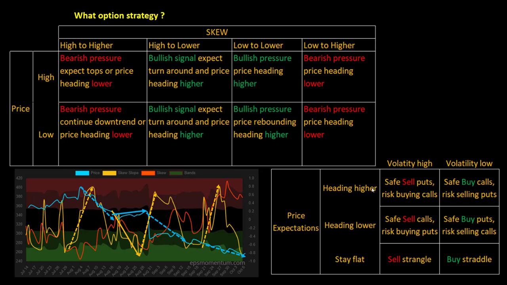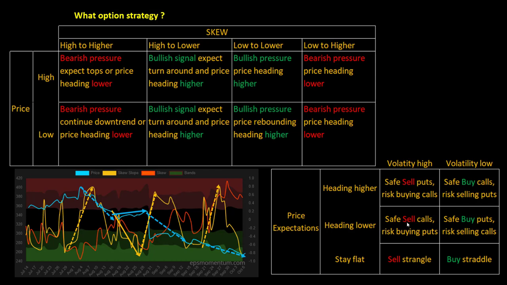Why is it risky? Because it's going higher anyway, that you think. Well, it's risky because the option is expensive, and it's expensive because the volatility is high. So there is a risk there. If you have your price going your way, okay, fine, you're good and you make a good investment. But if for any reason the price goes up very slowly and the implied vol drops, then your option might not move at all. So again, high volatility, heading higher, it's safe to sell puts and it's risky to buy calls.